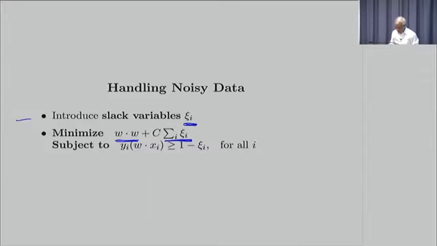And what are the slack variables? I'm no longer going to require that everybody have a margin of 1. I'm going to allow it to be a margin of 1 minus the slack. So something can be on the wrong side of the frontier. It can even be on the wrong side of the frontier by a lot. But the more it's on the wrong side of the frontier, the bigger the price that I pay. So I'm trying to minimize the sum of the slack variables.